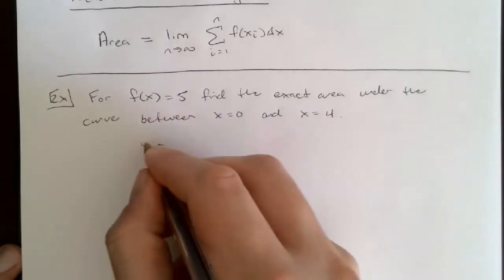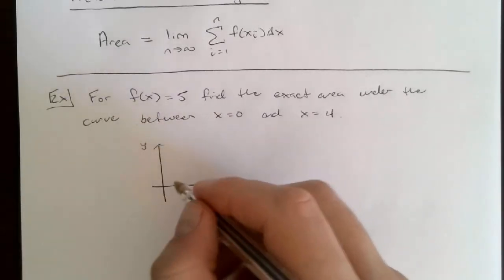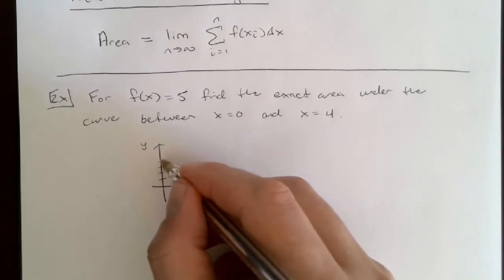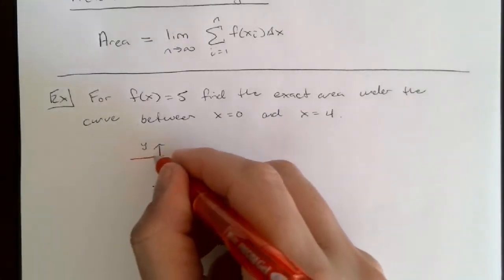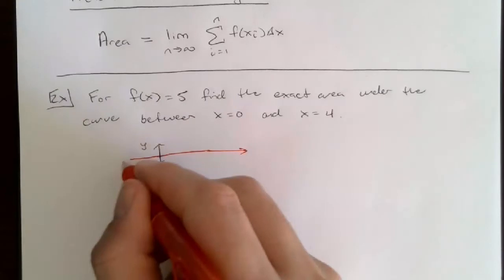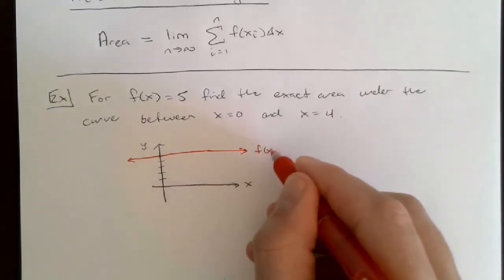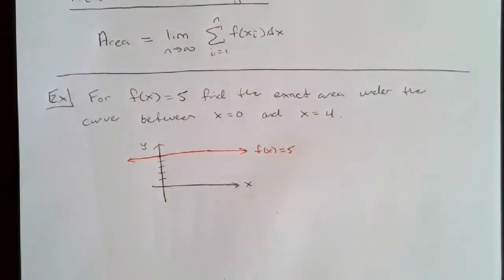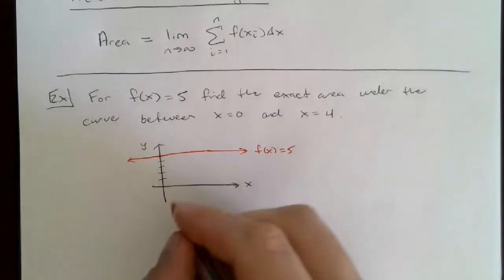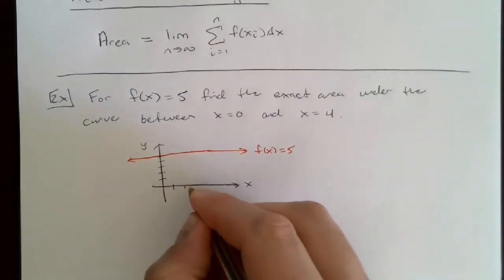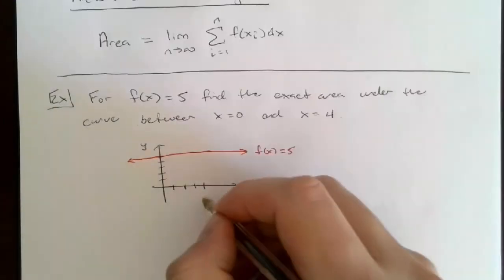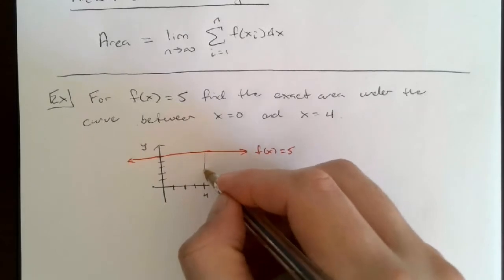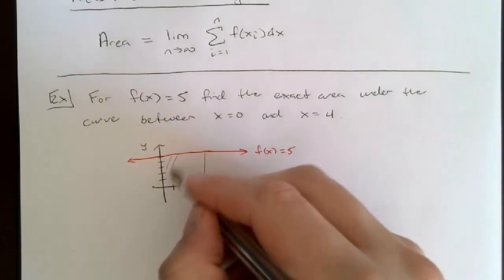Here's our x-axis, here's our y-axis. If I say f of x equals 5, I'm talking about 1, 2, 3, 4, 5 would be here. And the line f of x equals 5 is the same as y equals 5. So it's really just going to be this line here. That's f of x equals 5, because y equals 5 is a horizontal line. And we want to know between x equals 0 and 1, 2, 3, 4, what the area under the curve is.